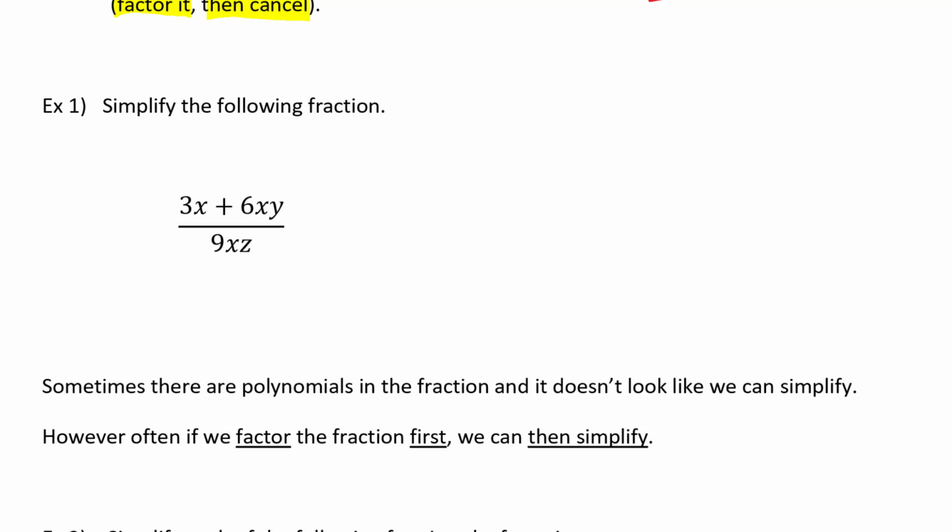What I want to do first is I want to look at my terms on the top, and I want to pull out a common factor. Remember, when factoring, always try and take a common factor first out. What's my common factor between 3x and 6xy? My common factor is going to be 3x. So I can pull a common factor of 3x out of the top. When doing that, that leaves me with 1 plus 2y.